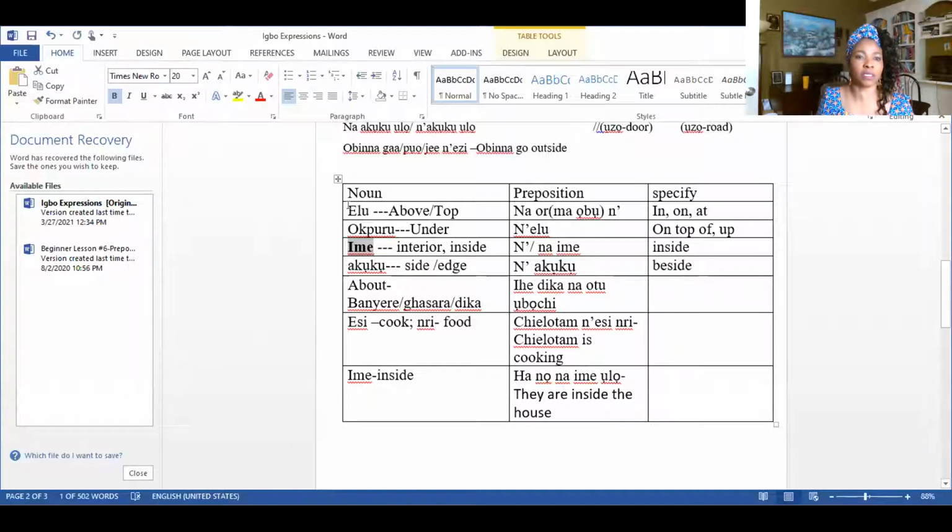Okay, these are the words. Nelu, ime, okburu. Okay, so the word about. Let's use this: about. Basara, something that has something to do with something. Basara, banyere. We have three words for about. I'm going to write three of them here.